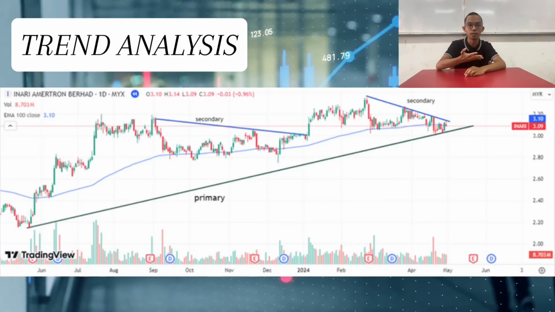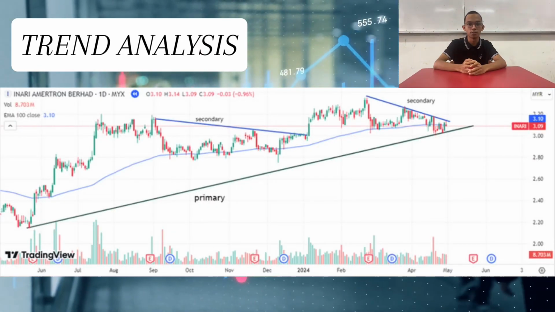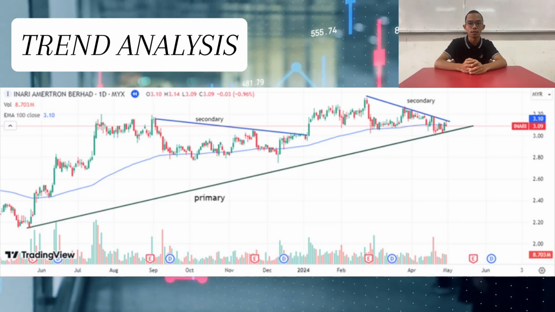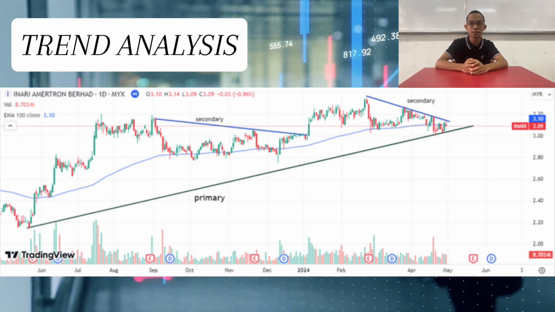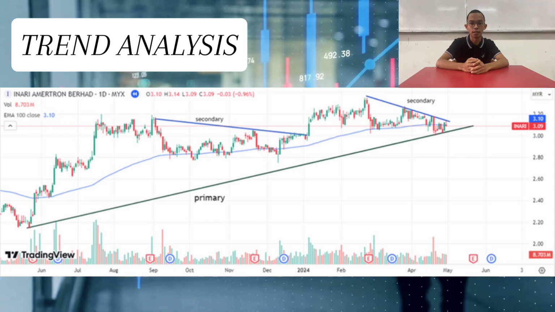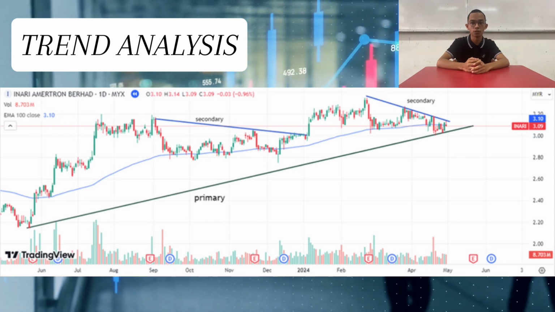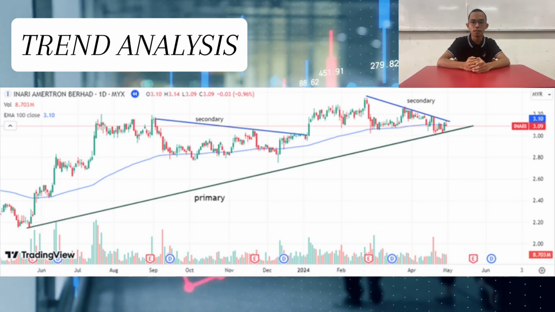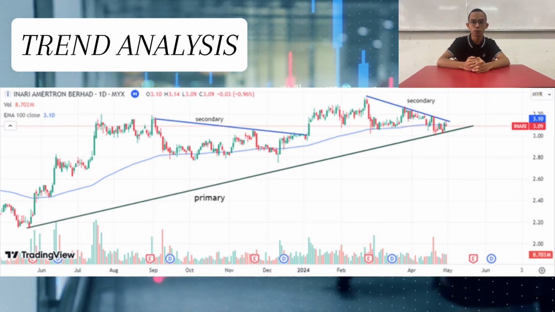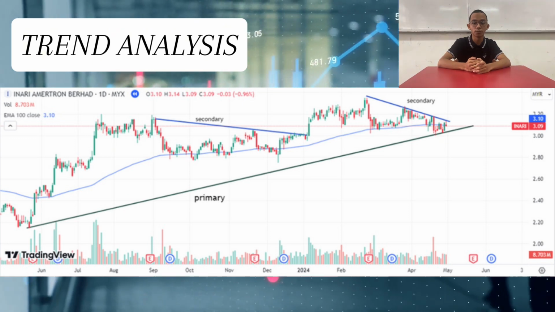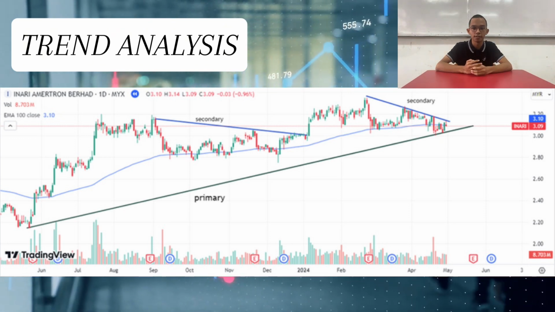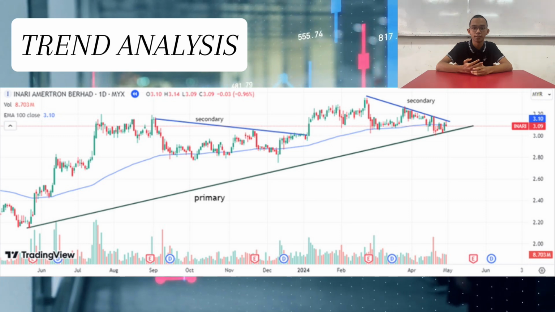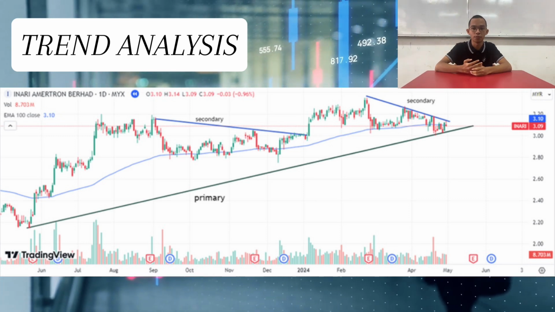Okay, firstly, we go to the trend analysis of Inari Amertron Berhad. Based on the chart, it shows an upward movement, indicating a bullish price action. The primary trend line is drawn from the low points in early June to the current levels in late April. This line connects the higher lows, indicating a long-term uptrend. The trend line acts as a support level where the price tends to bounce back upwards whenever it gets close to this line.